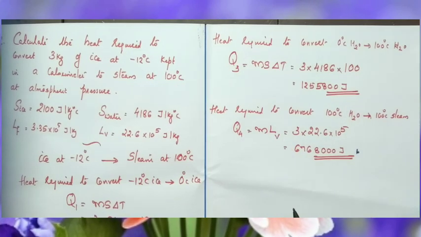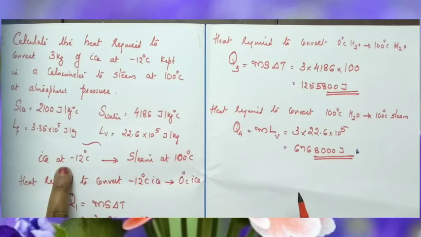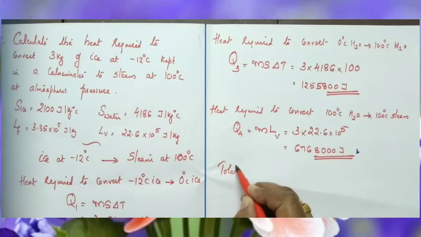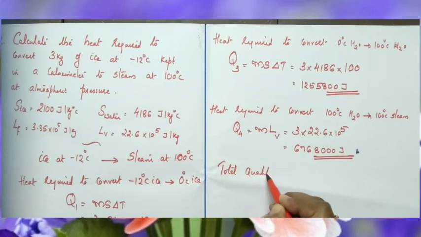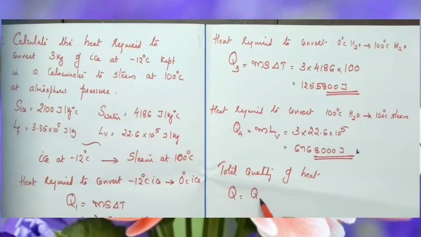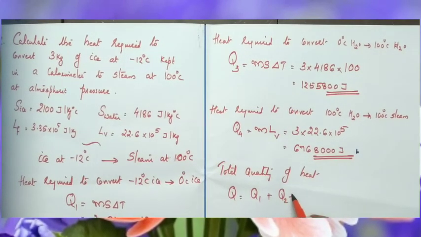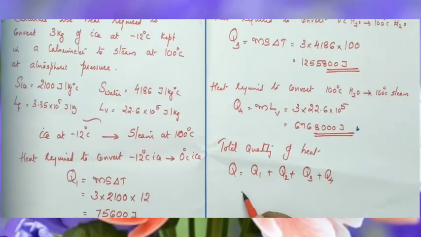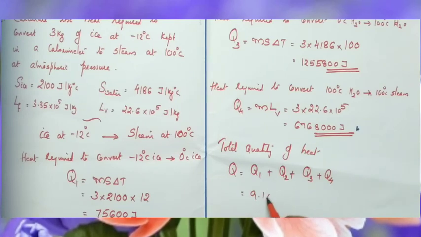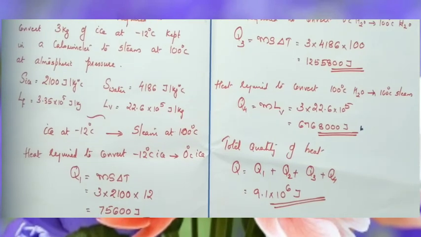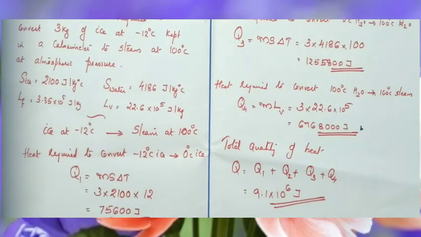Now, what is the total quantity of heat required to convert minus 12 degrees Celsius ice to steam at 100 degrees Celsius? So, total quantity of heat is Q equals, we can add all the quantities of heat. So, Q1 plus Q2 plus Q3 plus Q4, and after simplification we will get the answer as 9.1 × 10^6 joules. So, this is the quantity of heat required to convert ice at minus 12 degrees Celsius to steam at 100 degrees Celsius.